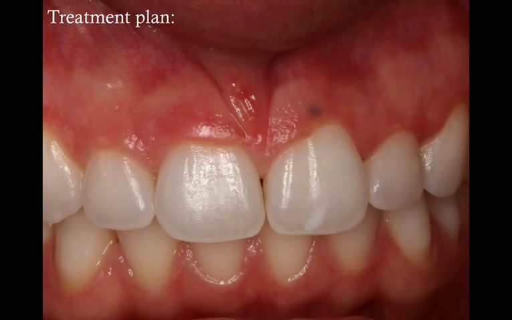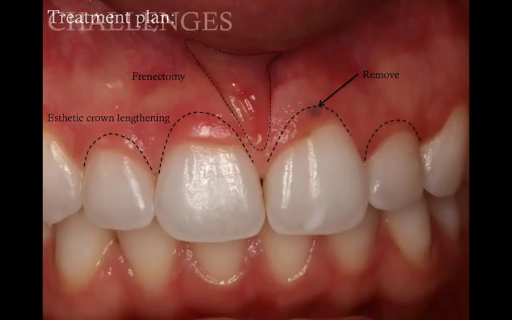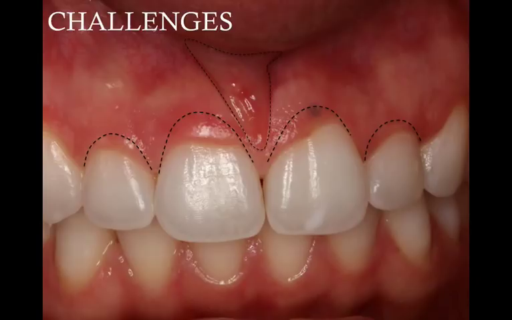So my treatment plan is number 1, to remove the excessive tissue on the central and lateral incisors, the actual aesthetic crown lengthening, and that will also create better teeth proportions. In the process, I'll be able to remove the lesion, and the last part of the procedure is to remove the frenum, perform a frenectomy. And I wanted to show you some of the challenges that I'm already anticipating as part of this procedure.